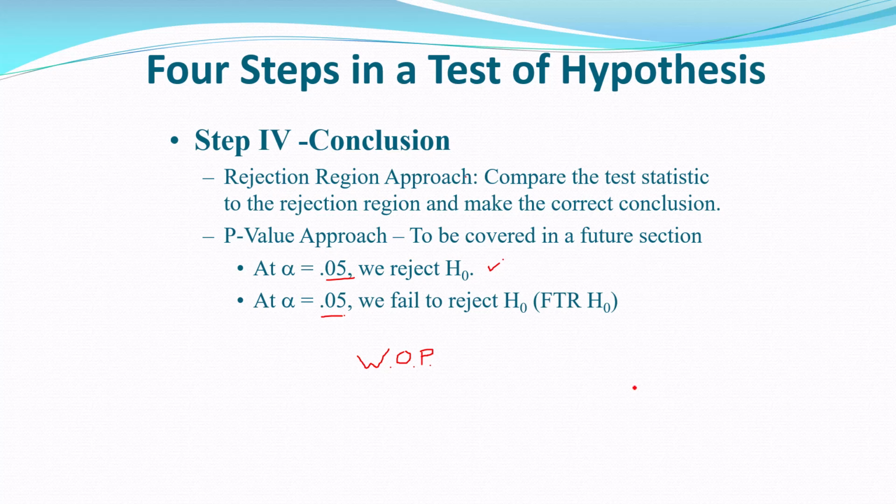That was the example I talked about earlier. Mu equal to 100 versus the alternative mu is not equal to 100. If we fail to reject, there's insufficient evidence to indicate that the mean differs from 100.